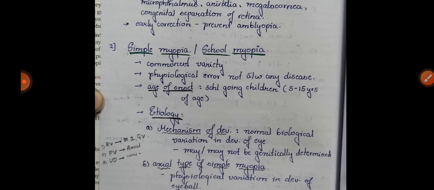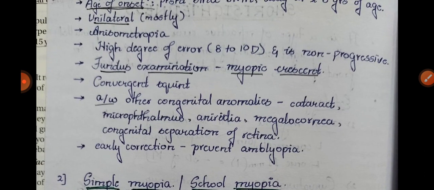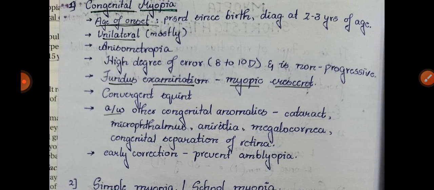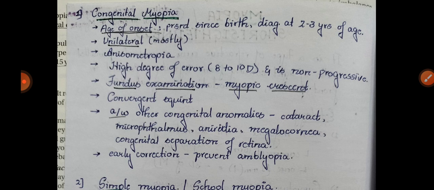Okay, first coming to congenital myopia. Congenital means present since birth. Congenital myopia: age of onset is present since birth. Diagnosed at 2 to 3 years of age, mostly unilateral. Okay, anisometropia, high degree of refractive error seen, that is 8 to 10 diopter, and it is non-progressive. On fundus examination, myopic crescent is seen. Okay, myopic crescent, I will show you.